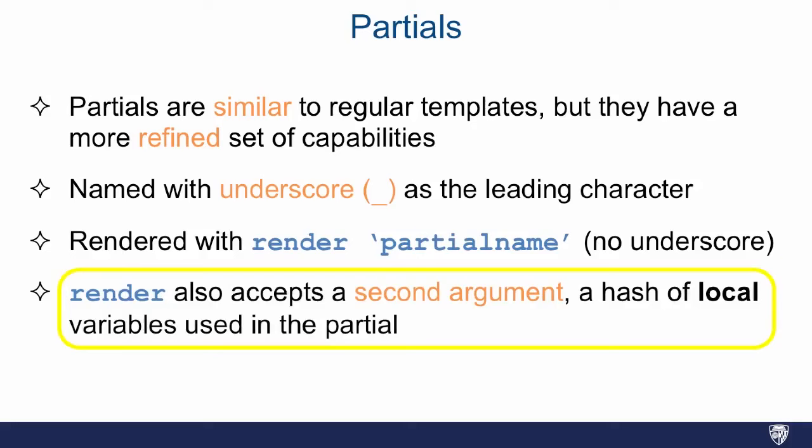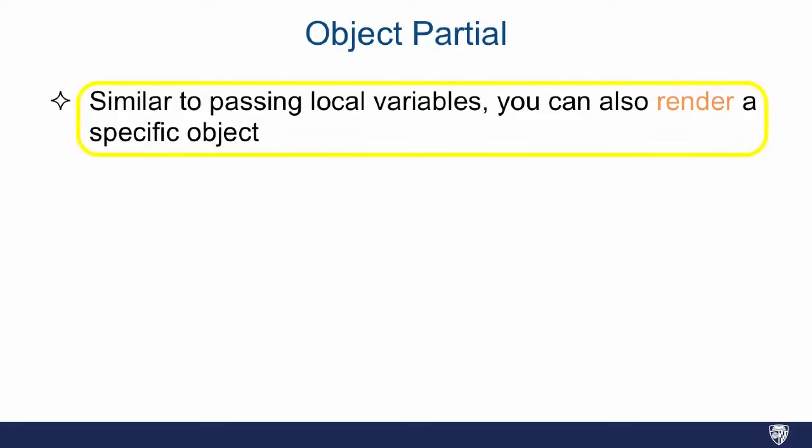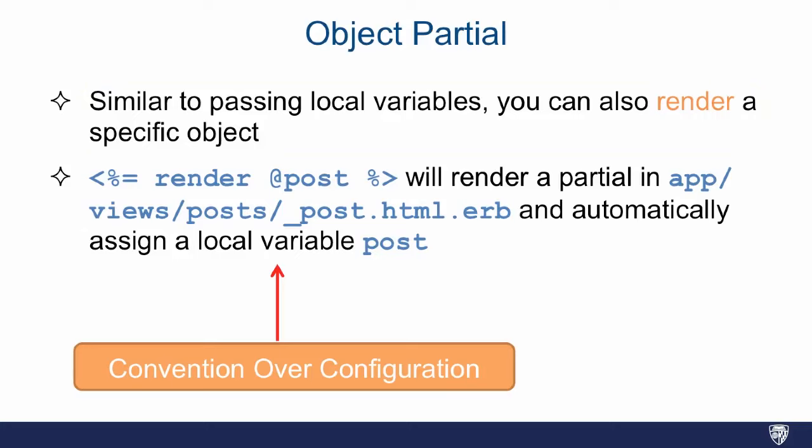The render method also accepts a second argument, which is a hash of local variables that can be used inside the partial. There's also the idea of an object partial. Similar to passing local variables, you could also just render the object. For example, you could do render post, and this will render the app/views/posts/_post partial, and it will make this post a local variable with the name post available to you inside the partial. How? Just using convention over configuration.